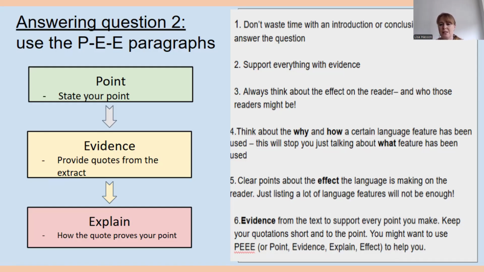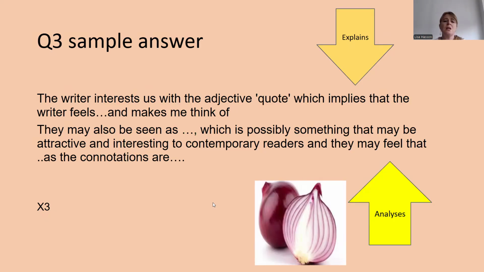I don't just want you to list a load of techniques because that will not be enough. Think about the how and the why a certain language feature has been used. It will stop you then just talking about what feature has been used. And use evidence from the text if you can. So a sample answer might be similar to this. The writer interests us with the adjective, and then you do the quote, which implies that, and the writer might feel, and the writer makes me think of.